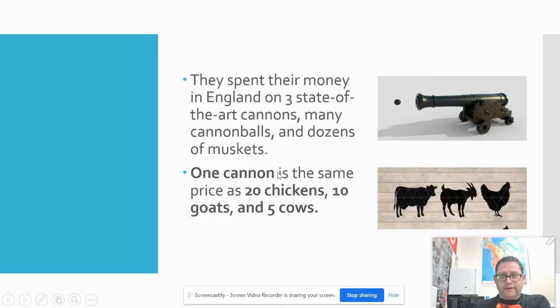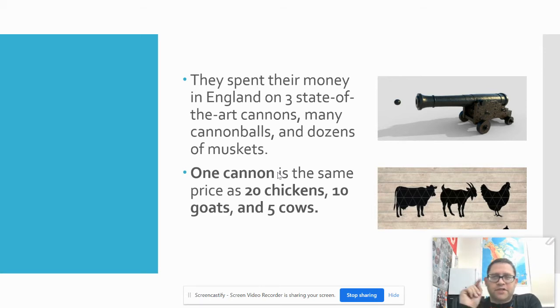All right. They were rich. They were so rich that they decided to spend their money, besides just on the ships to get over there, but they also spent their money, oh, there's cannon fire right there, on 3 state-of-the-art cannons from the time, many cannonballs, and a lot of muskets. So that's what they spent their money on.